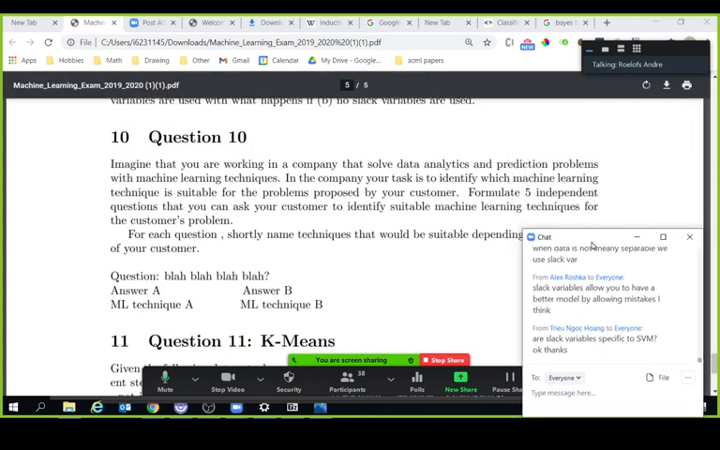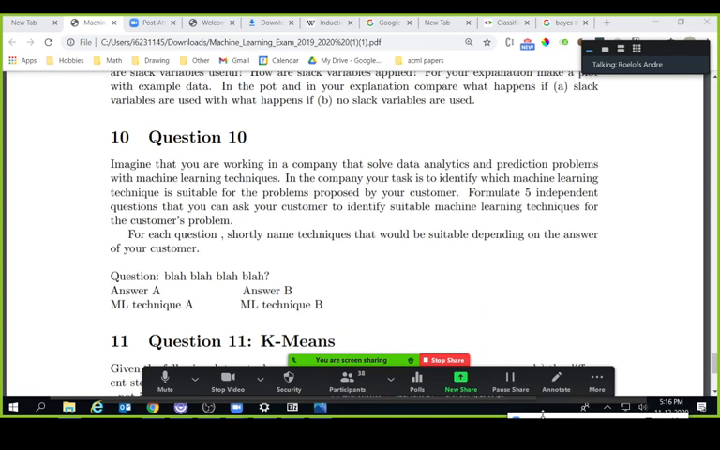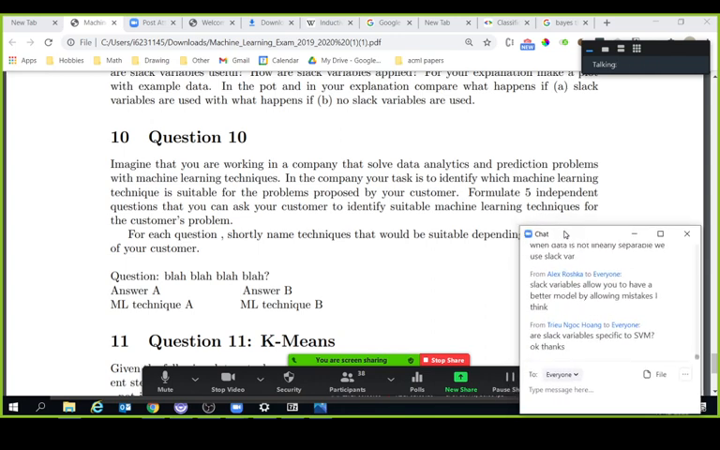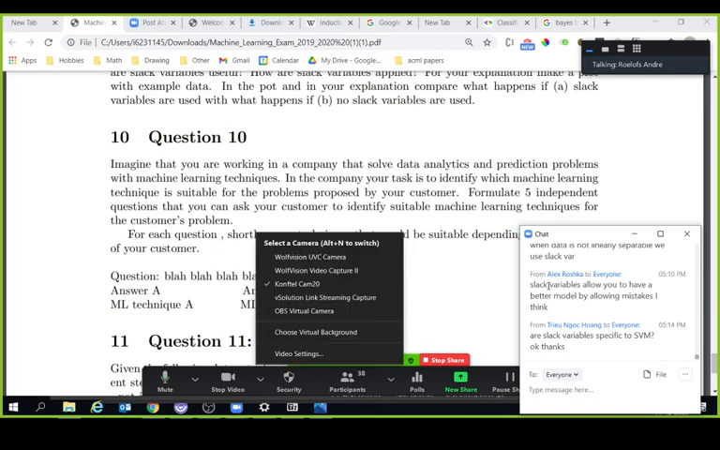Okay, so hopefully I have answered everybody's question. Please don't go away. Imagine you're working in a company that solves data analytics and prediction problems with machine learning techniques. The company asked you to identify which machine learning technique is suitable for the problems proposed by your customer. Formulate 5 independent questions that you can ask your customer to identify suitable machine learning techniques for your customer's problem. For each question, shortly name techniques that would be suitable depending on your customer's answer.